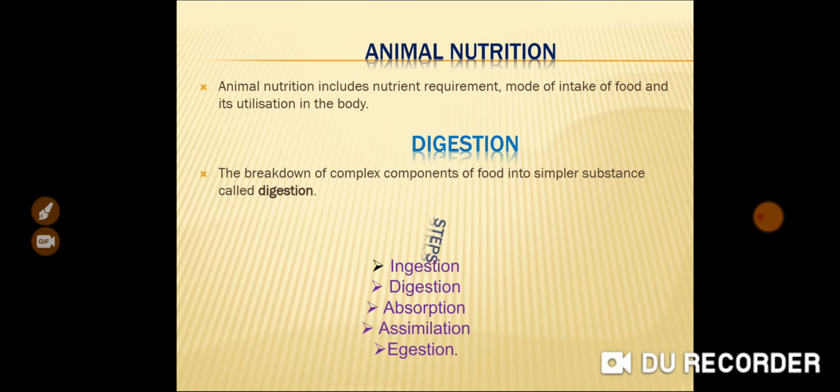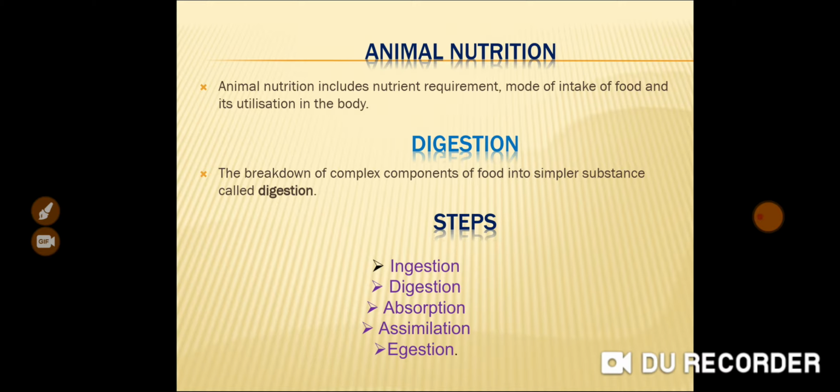Let us talk about animal nutrition. Earlier, in part 1 of this chapter, we discussed nutrition and the components of nutrition also. Now let us repeat it. Animal nutrition includes nutrient requirement, mode of intake of food and its utilization in the body.